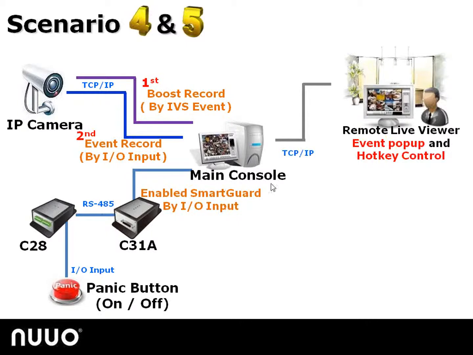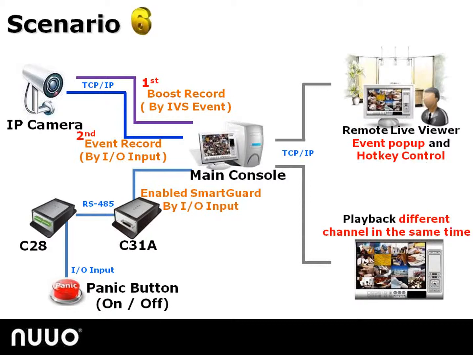The fourth scenario is to show you how to set up event pop-out as one-by-one display layout in Mainconsole server and the remote live viewer. The fifth scenario is to show you how to use hotkeys in the remote live viewer. And the last scenario is to show you how to do playback from different channels at the same time.